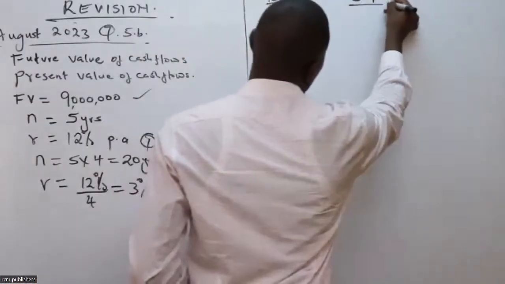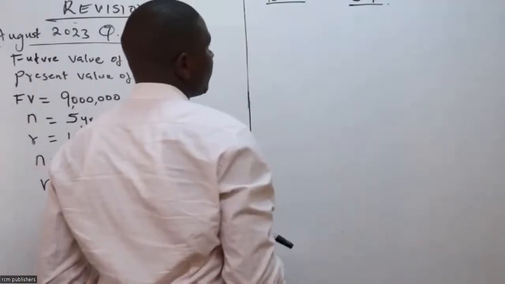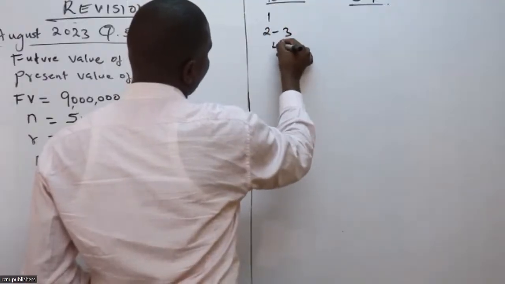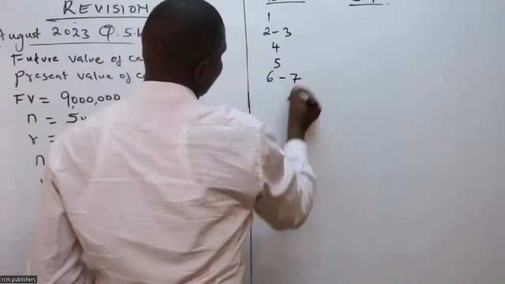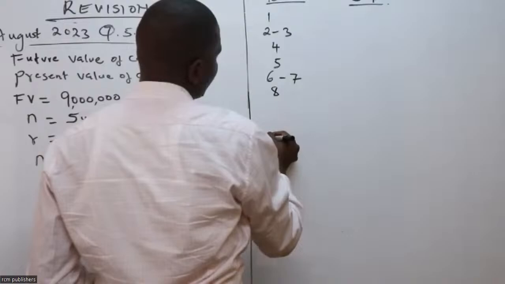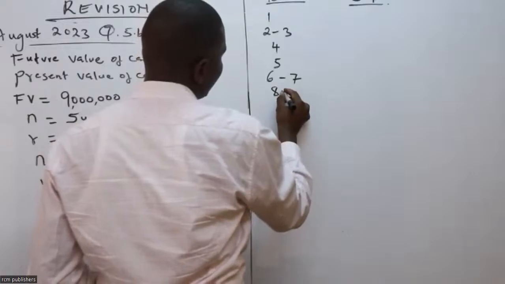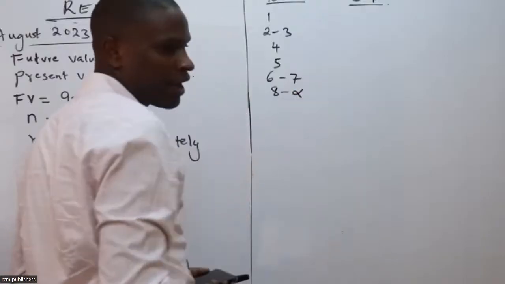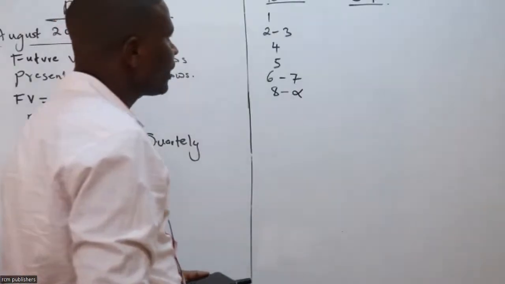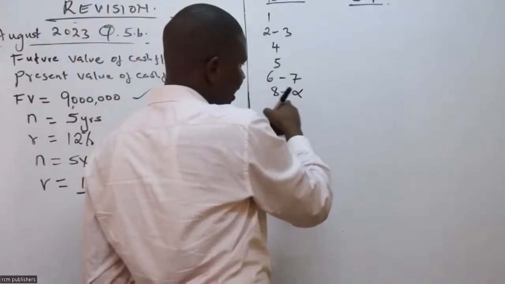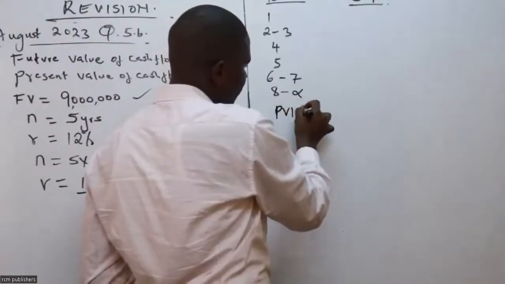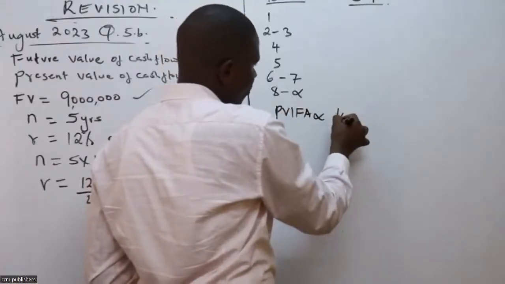I want us to advance, so we can go and build the nation. 1, 2, 3, 4, 5, 6, 7, 8, and we can say 8 to infinite. So anytime the examiner gives you these ranges, when you want to get the PVFA to infinity, it is 1 over R.